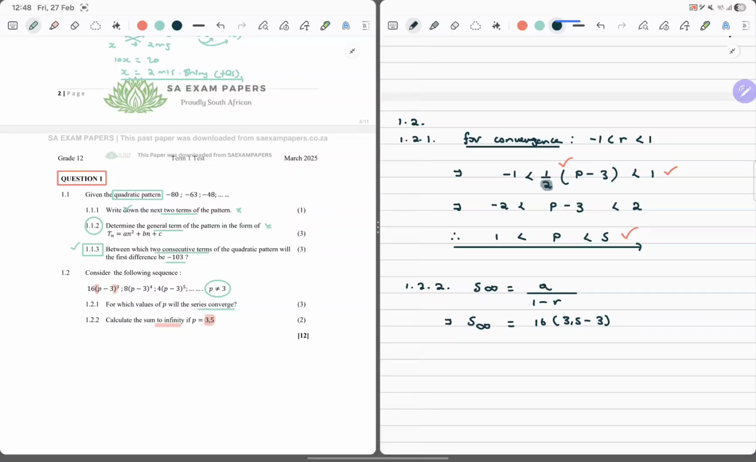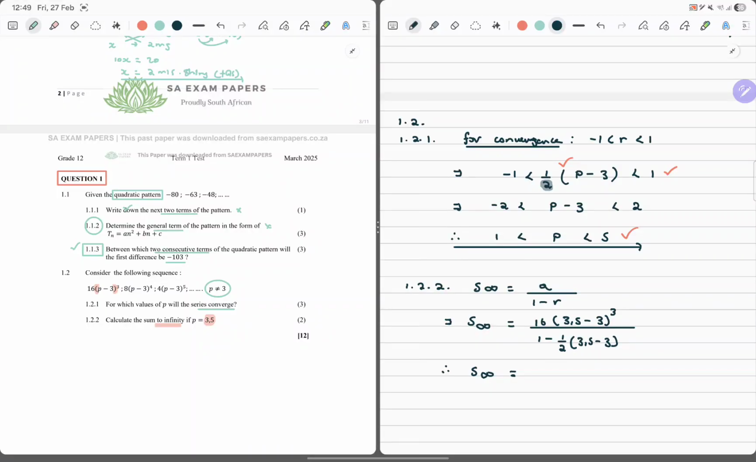minus 3, all divided by 1 minus, our r is a half of p, which is 3,5 minus 3. Okay, so therefore our sum to infinity is, let's just put it on the calculator and not stress ourselves. Sorry guys, I forgot, a is cubed. That is cubed. Okay, don't make that mistake. You see, everything can go well, but you find that you're making a mistake.